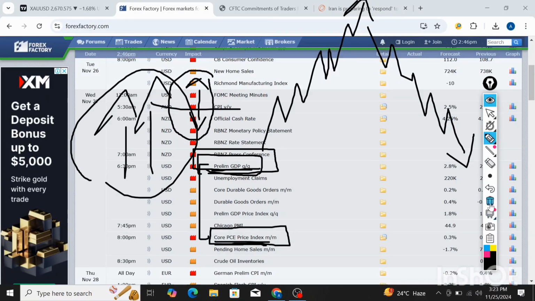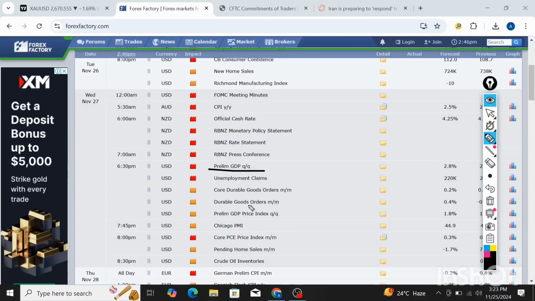That's it. So these are the two major data releases for this week which you have to keep your eyes on. These two data. Yeah, I will explain it to you. Okay, let me explain it now.